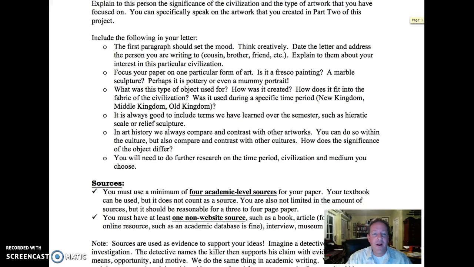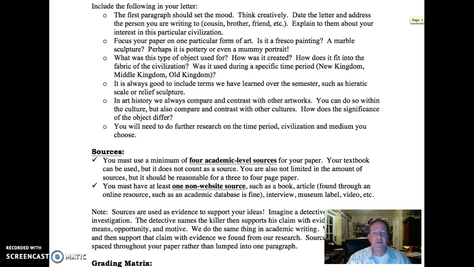When you first start writing, the first paragraph is going to set the mood. It's going to be your creative writing paragraph. You're going to date the letter, address the person who you're going to write to, and explain to them about your interest in this particular civilization. Then focus your paper on one particular form of art.